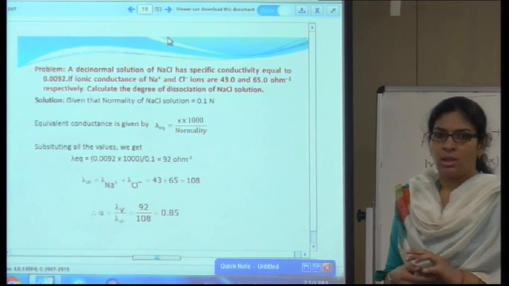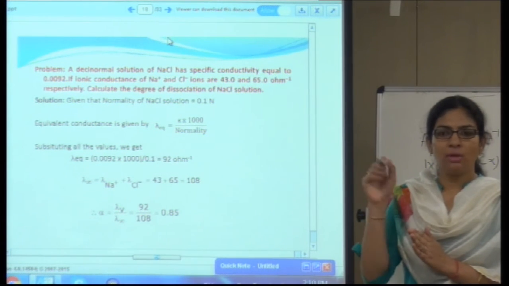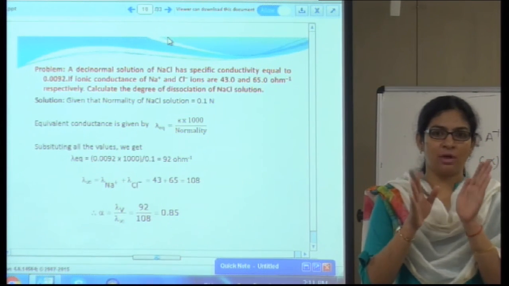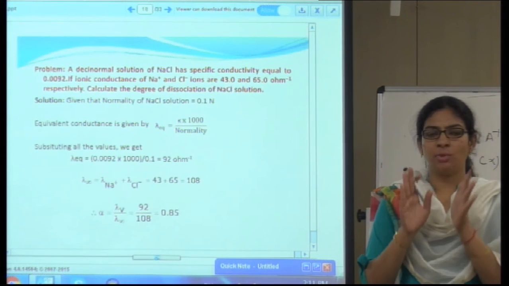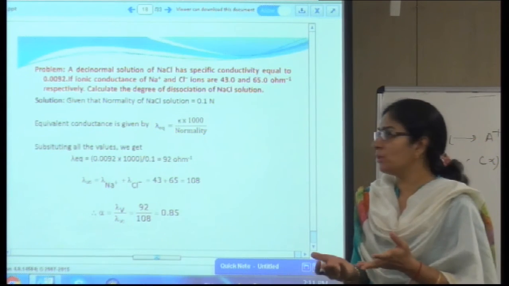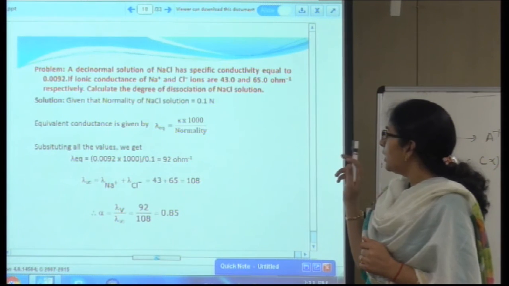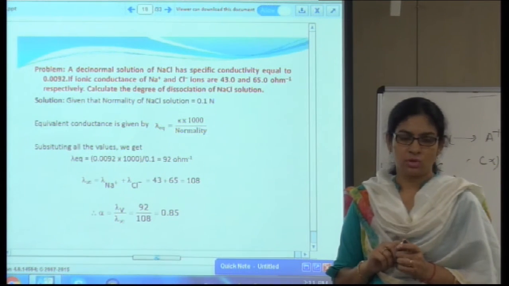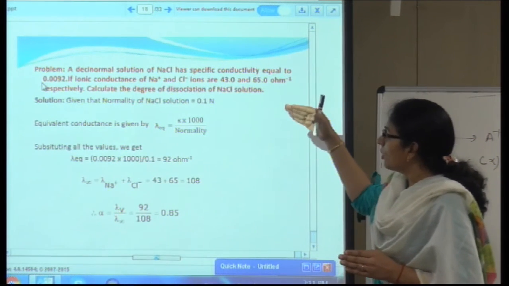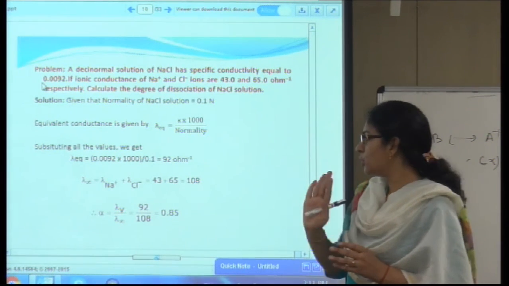So you look at the quantity which you need to calculate. You need to calculate what? Alpha. If you need to calculate alpha, first of all write the expression for alpha. What is alpha? It is lambda mc upon lambda m infinity. So then see what are the quantities which are given to you. The normality of the solution is given to you, so it means you need equivalent conductance. So the equivalent conductance of 0.1 decinormal, 0.1 normal solution is given to you, right?